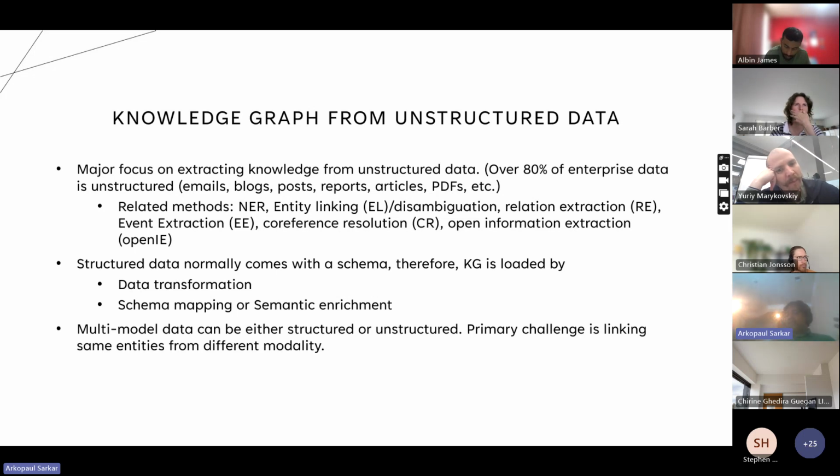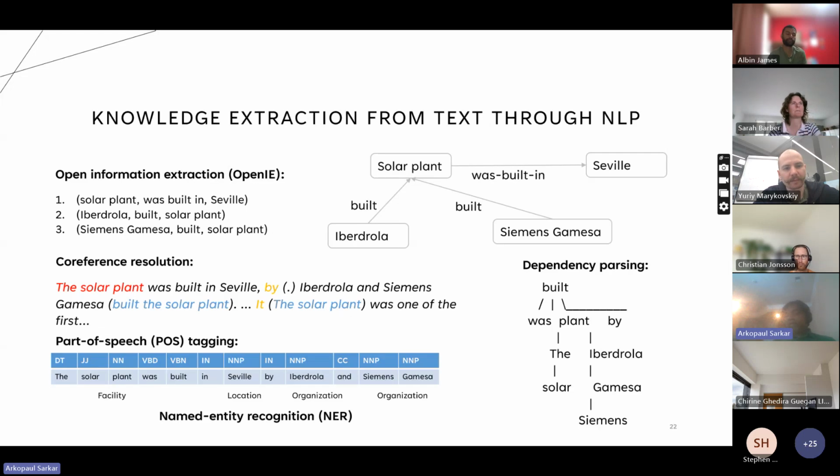And so the first methods people used are all the methods from NLP, right? But when structured data comes into the picture, you already have a model, but it's not an ontology model, or it's not in the knowledge graph. So the methods are not similar. For structured data, it is mostly data transformation, schema mapping, or semantic enrichment, stuff like that. I will talk about that a little bit as an overview.